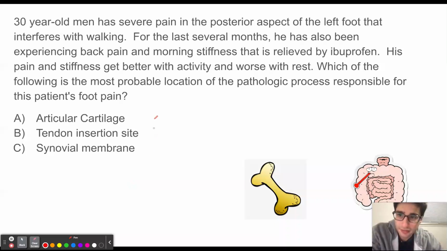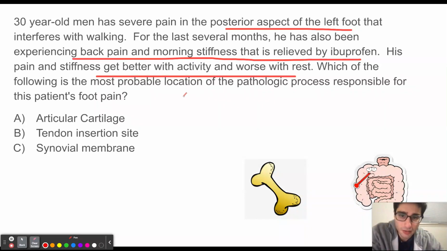Let's get started. A 30-year-old man has severe pain in the posterior aspect of the left foot that interferes with walking. For the last several months, he has also been experiencing back pain and morning stiffness that is relieved by ibuprofen. His pain and stiffness get better with activity and worse with rest. Which of the following is the most probable location of the pathologic process responsible for this patient's foot pain?